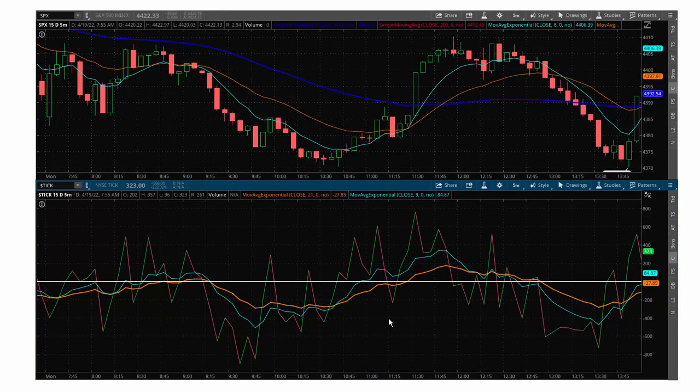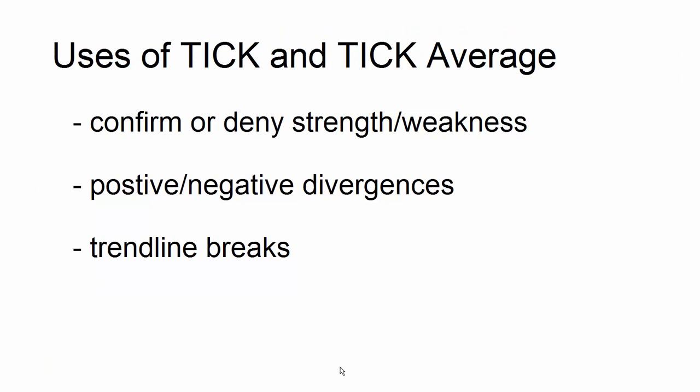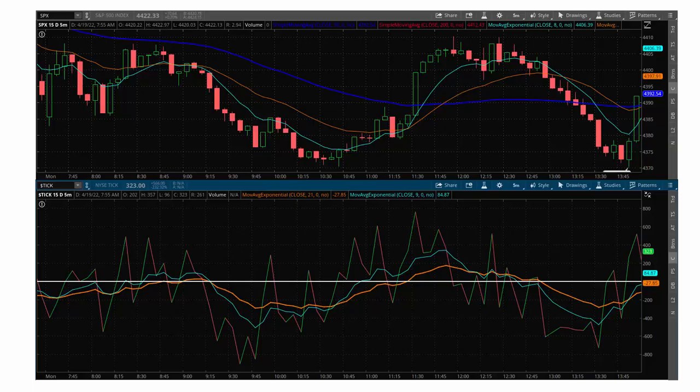And then another use of it, as you'll see, is trendline breaks, where the tick will steadily move in one direction and then suddenly break a trend line. And that tells you that there's going to be some sort of change. Oftentimes a positive or negative divergence forms, and then a trend line break forms right afterwards. You get a nice one-two punch. So what I'm going to do here is go through a handful of days and show some examples.